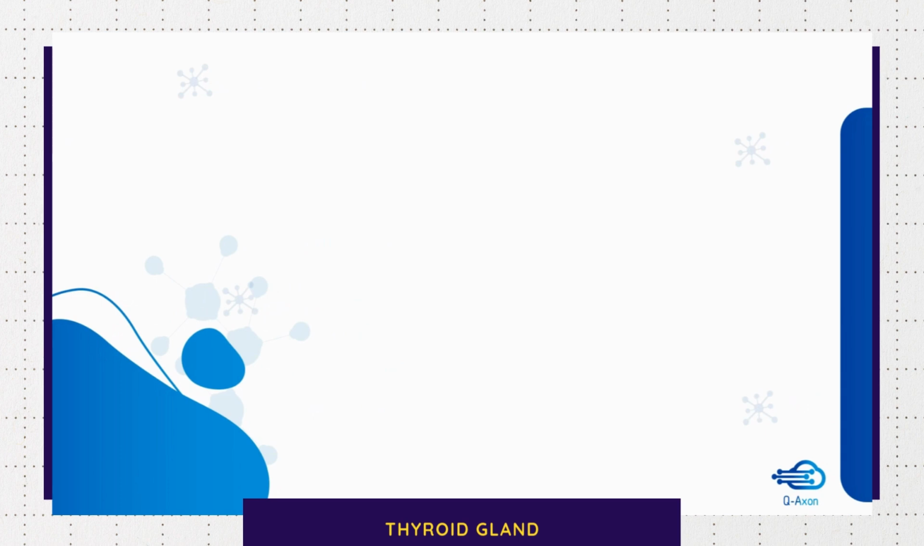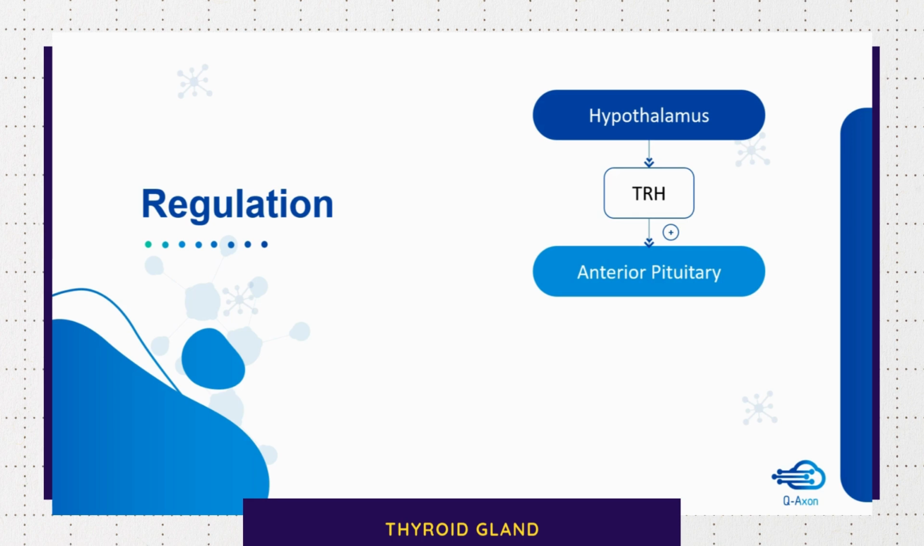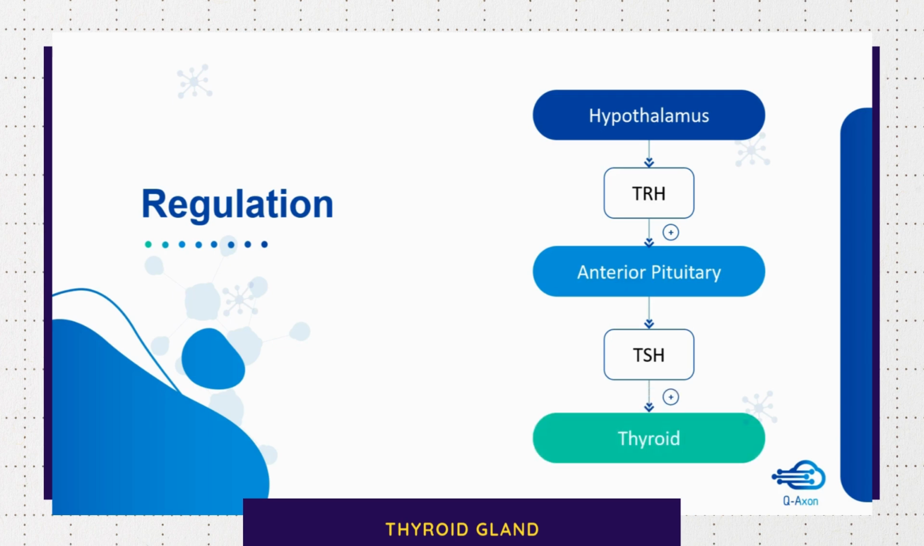Moving on to regulation of thyroid hormone secretion. The hypothalamus secretes thyrotropin releasing hormone, which acts on the anterior pituitary and results in the secretion of thyroid stimulating hormone. This thyroid stimulating hormone acts on the thyroid gland and results in the formation of T3 and T4. Please note that T3 and T4 have a negative feedback mechanism on the anterior pituitary gland.